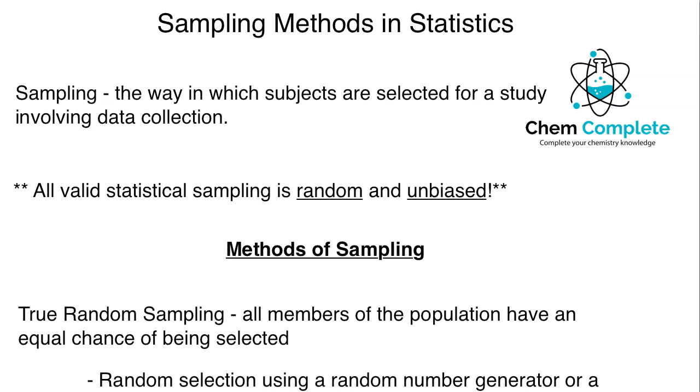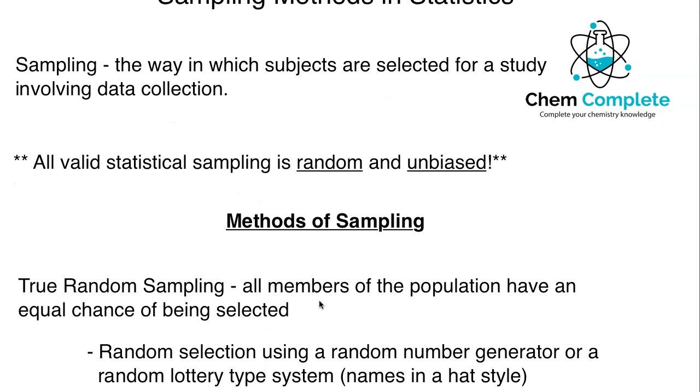So you can see the note that I have here with these stars next to it, and that's because it is so important. All valid statistical sampling is random and unbiased, meaning that whenever you collect your data, you should not have any bias, whether it is yours or some other unseen bias that is in the sampling system, and it absolutely must be random. So what are the different methods of sampling that we can utilize when we are getting ready to collect data?